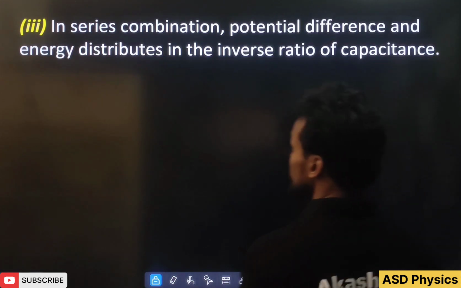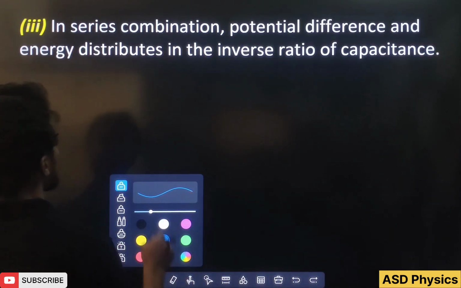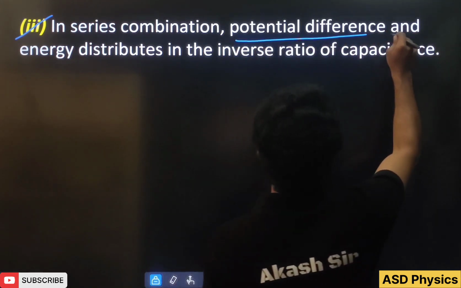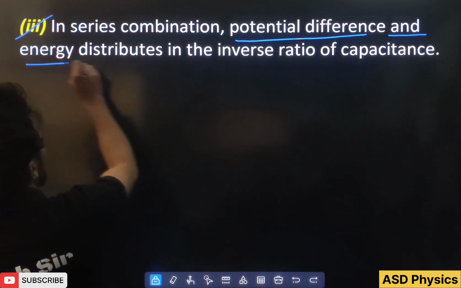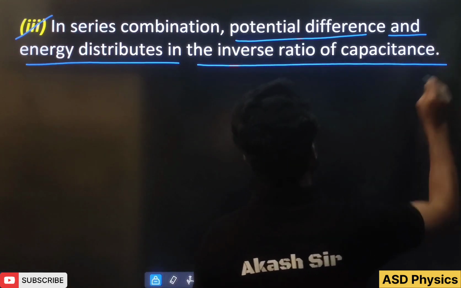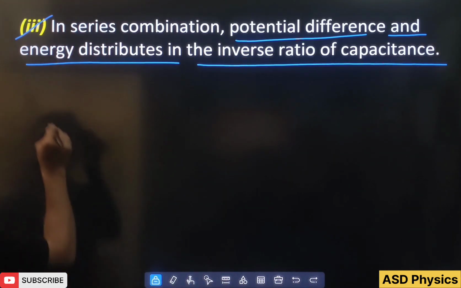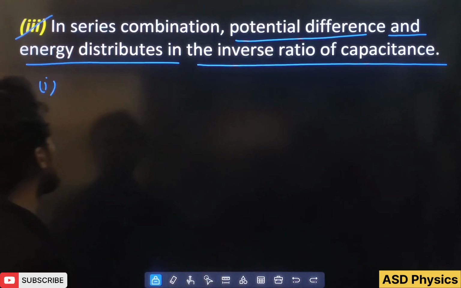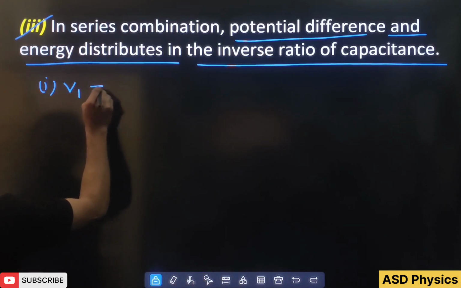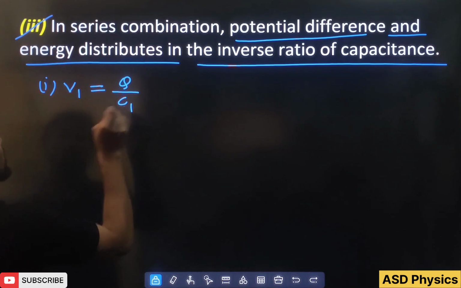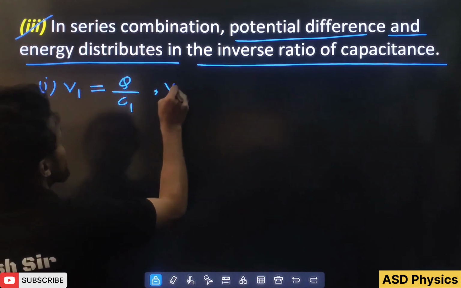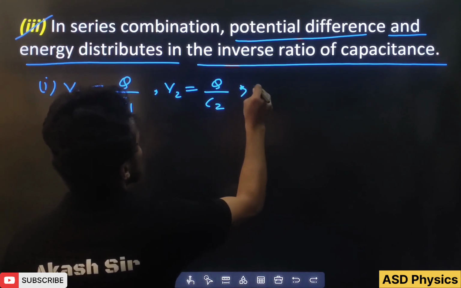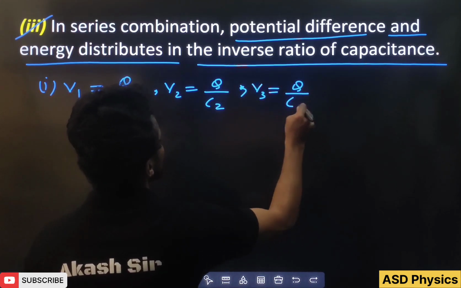Okay, great. Now we are going to see the very important point, third one. Again, in series combination, potential difference and energy distribute in the inverse ratio of capacitance. Why? We'll see one by one. First we are going to see the potential difference. Just think about the diagram. V1 equals Q by C1. V2 is Q by C2, because charge is constant, and V3 is Q by C3.